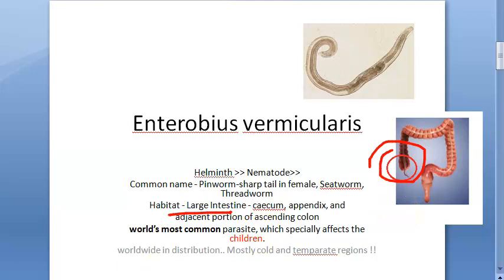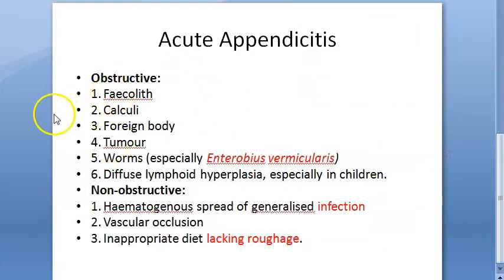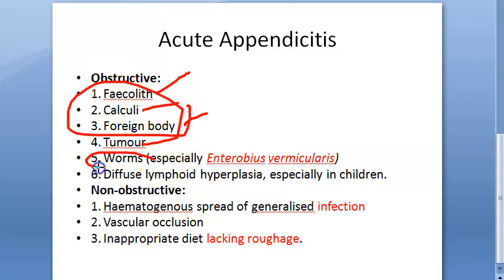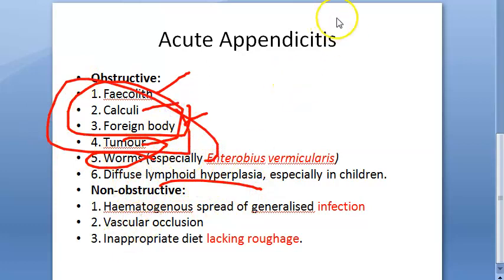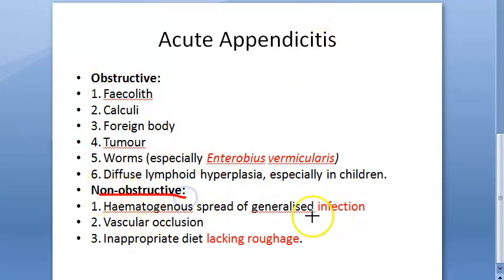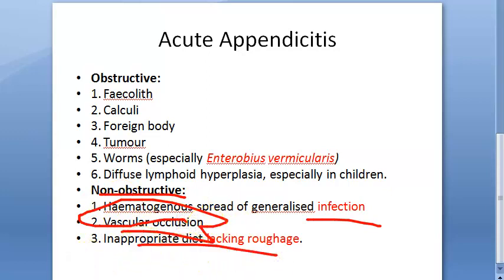If somebody asks you the causes of appendicitis, you should immediately say it could be fecalith, calculi, foreign body, or tumor. All these are obstructing. Even worms can obstruct, and lymphoid hyperplasia too. All these are obstructive. Moving on to the non-obstructive causes, you have infection, like hematogenous spread of generalized infection, vascular occlusion, though this is not mentioned as an obstructive cause, and inappropriate diet.